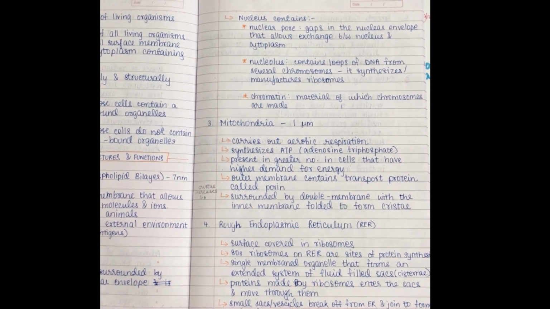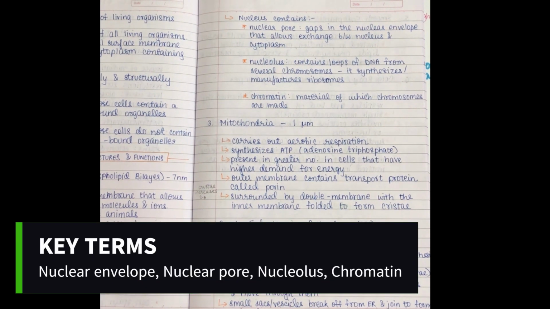So what are these three? The nuclear pores are basically gaps in the nuclear envelope. Remember that the nuclear envelope is a double membrane around the nucleus. So the nuclear pores are the gaps in the nuclear envelope, and this allows exchange between the nucleus and cytoplasm. The nucleolus contains loops of DNA from several chromosomes. So it basically synthesizes or manufactures ribosomes. That's the function of the nucleolus. The nucleus also contains chromatin, which is the material from which chromosomes are made.